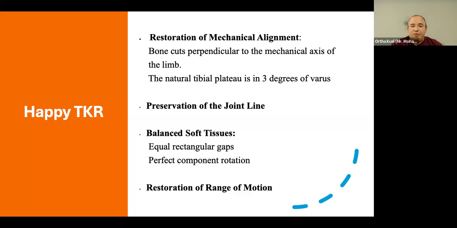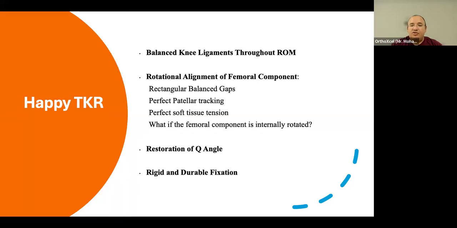You need to restore the range of motion, and the most important is to restore the range of motion with a balanced knee through the whole range, because if you don't have a balanced knee through a full range of motion of the knee, you will have a mid-flexion instability, which is one of the causes of an unhappy total knee.